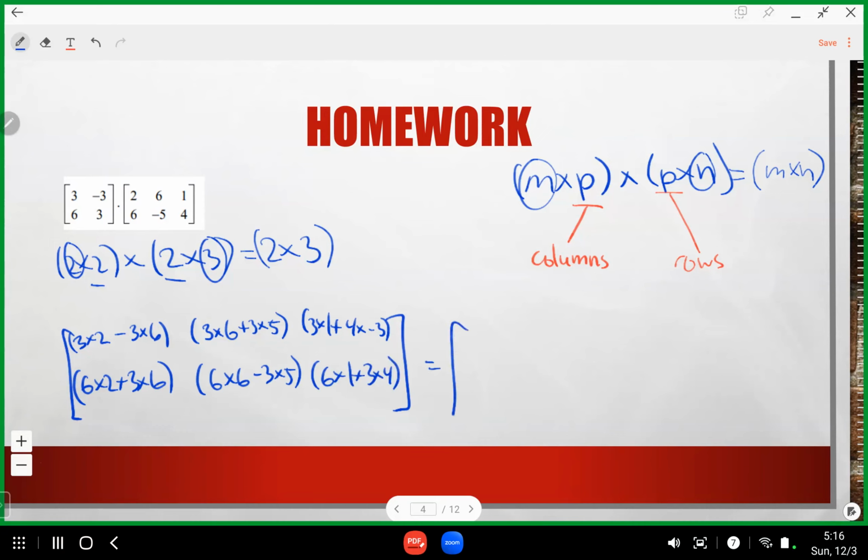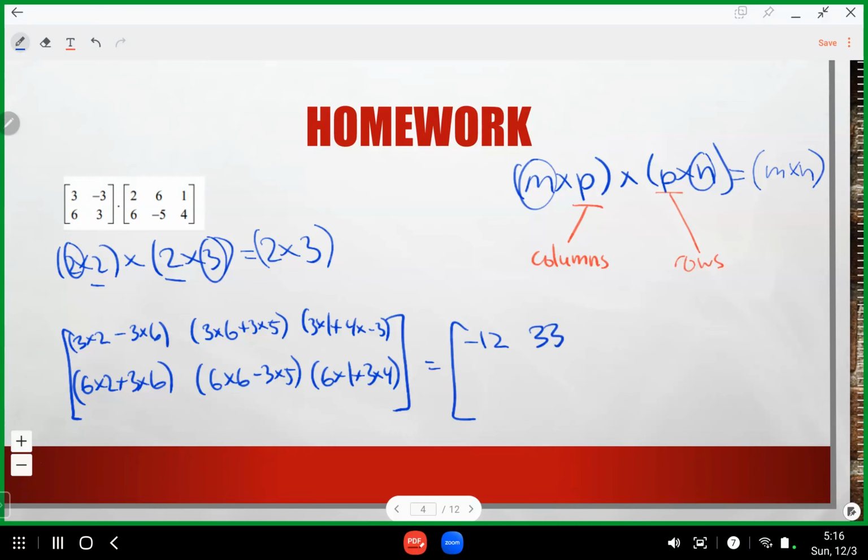So then for the matrix multiplication, the first element is going to be 6 minus 18, which is -12. And it's easy to make mistakes at this point, so make sure to check my work and see if it's correct. Next one is 18 plus 15.